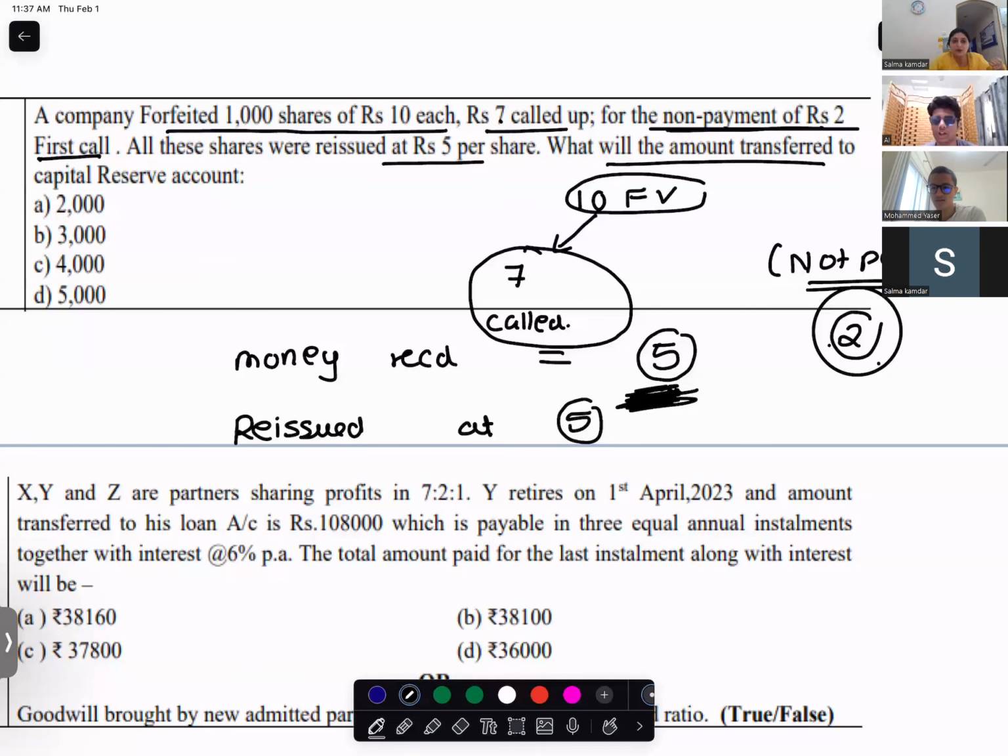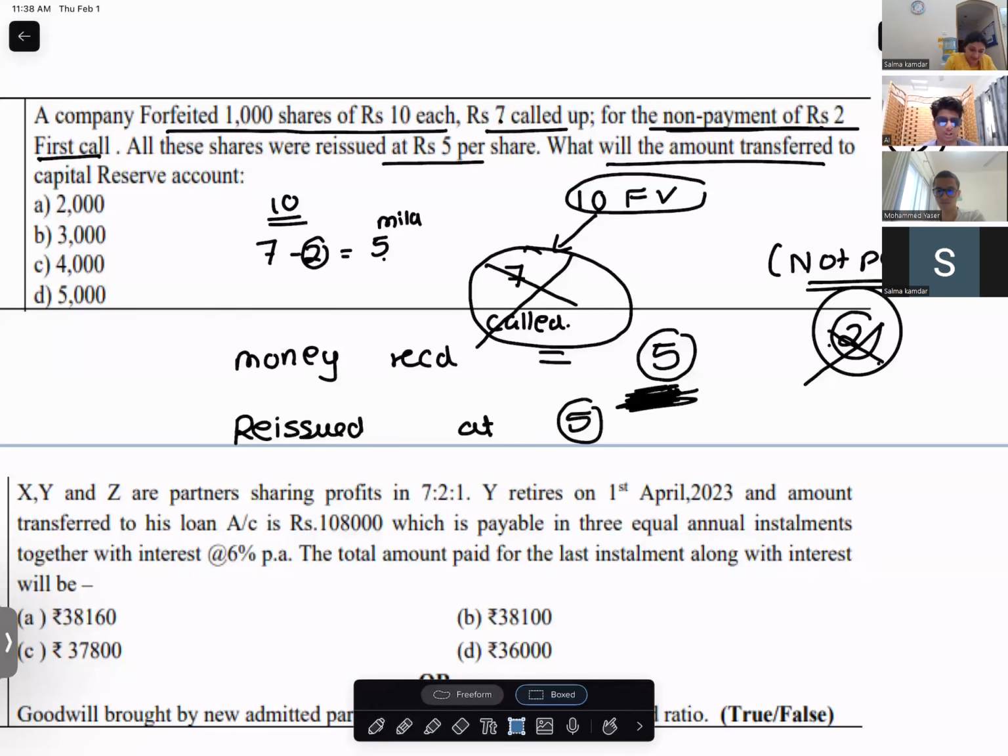No, Anas. From 7 rupees, I already received 5. I did not receive 2. Because I did not receive this 2, I reissued the share. I reissued the share at how much? 5. From the 5 I will subtract the 2 that I did not receive. So I am getting how much extra profit? 3. 3,000.